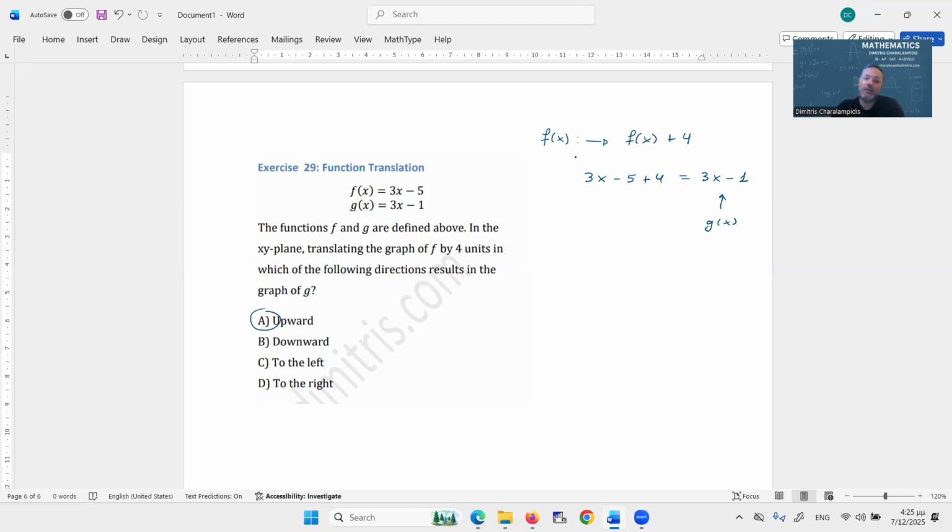Remember that downward would mean f of x minus 4. 4 units to the left would have meant f of x plus 4. And finally, 4 units to the right would have meant f of x minus 4. Overall, once again, the right answer for this question is A.